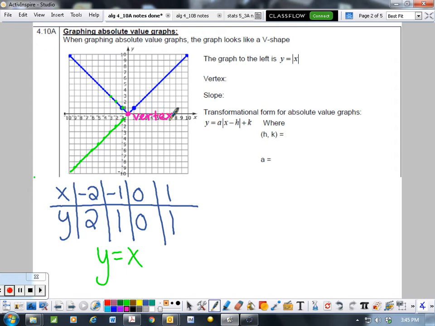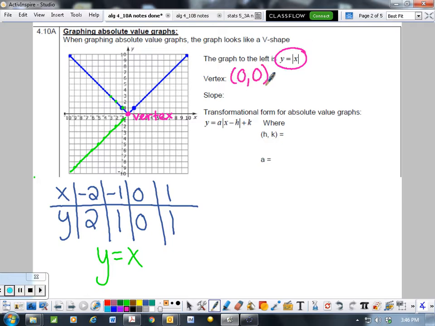And our vertex in this original function, this is what we would call a parent function. And that parent function is y equals absolute value of x. There's no extra numbers in there. That's why it's called a parent function. It's our basic absolute value graph. And the vertex of this one is 0, 0.